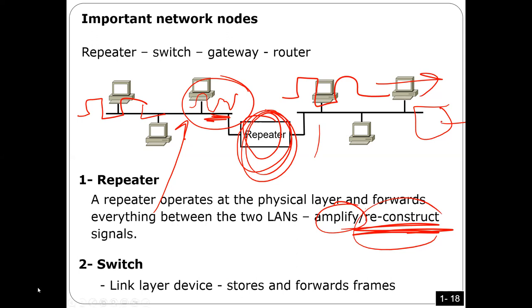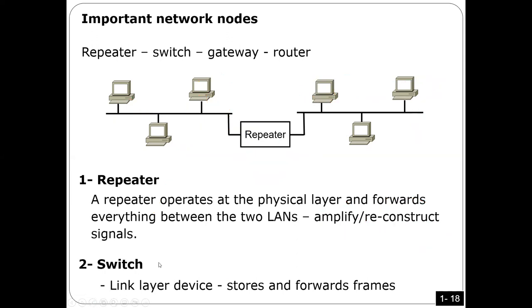Anyway, now let's talk about the second one. We call it a switch. A switch is completely different from this one. The switch should have a CPU. It has to do some processing. It has a RAM, so it has to store a frame. This one just sees the input as a signal, just a voltage. But here you have to store what we call a frame or a packet. So it has to identify the frame, store the frame, and forward the frame.